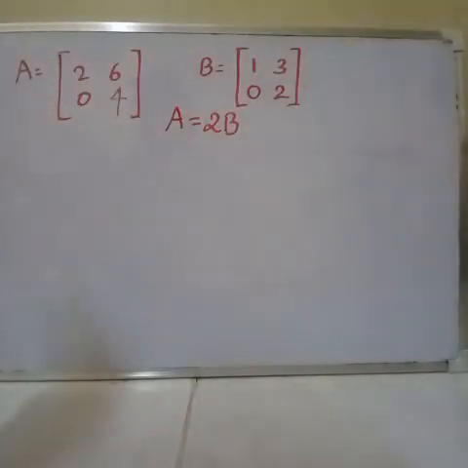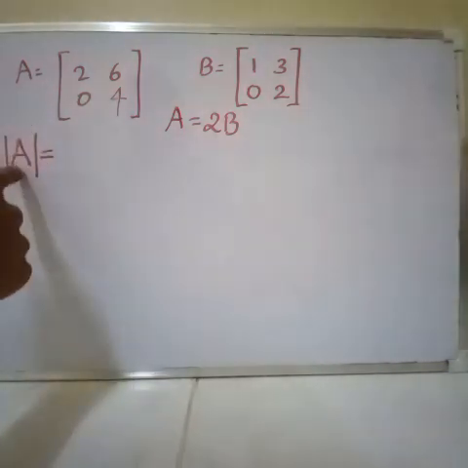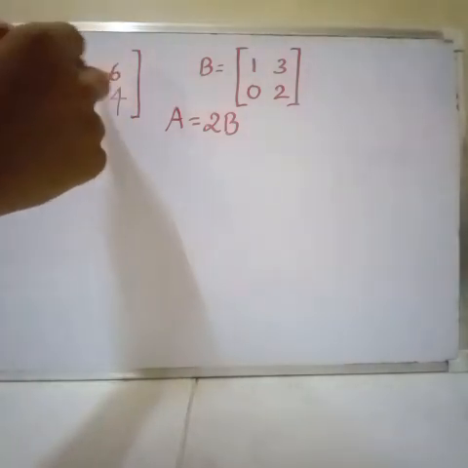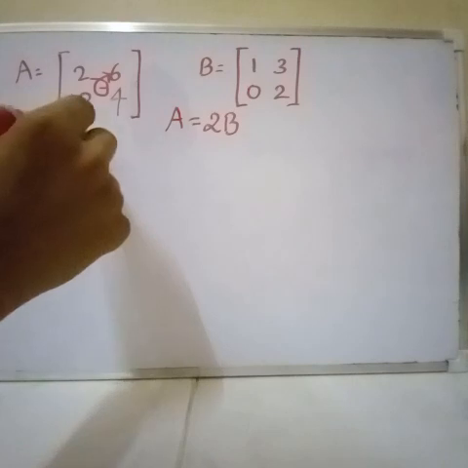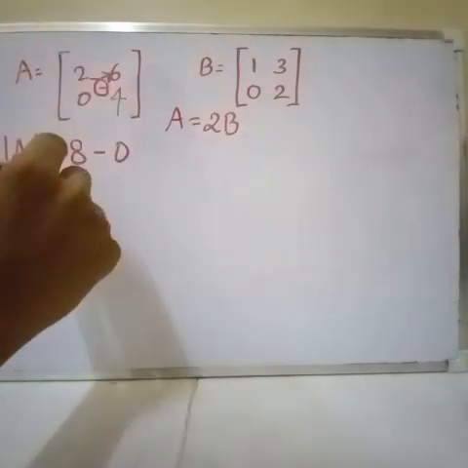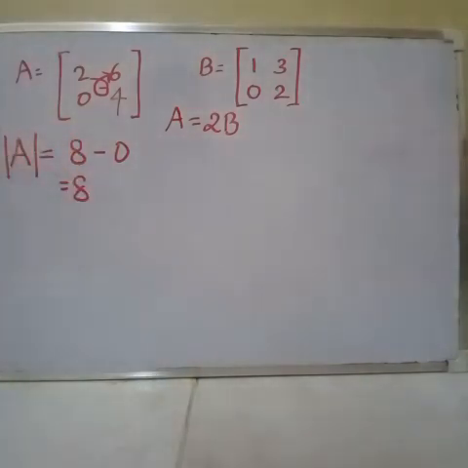So for that, first let's find the determinant to prove this property. Determinant of A, let's find out first. 2 times 4 would be 8, minus 6 times 0 would be 0. So the answer would be 8 for the determinant of A.